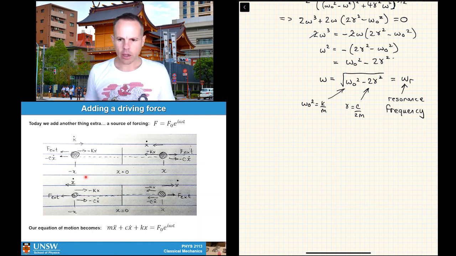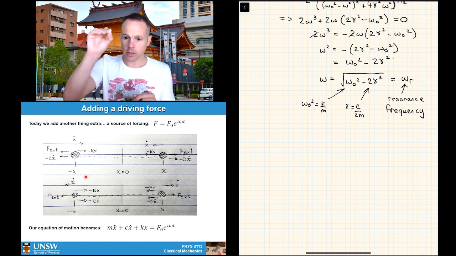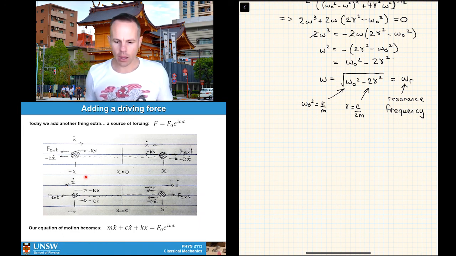Okay, so I'm going to take a quick break at this point, and then we'll come back and look at the weak damping limit and strong damping limit a little bit, and some more details of what happens at this amplitude peak that we call the resonance.